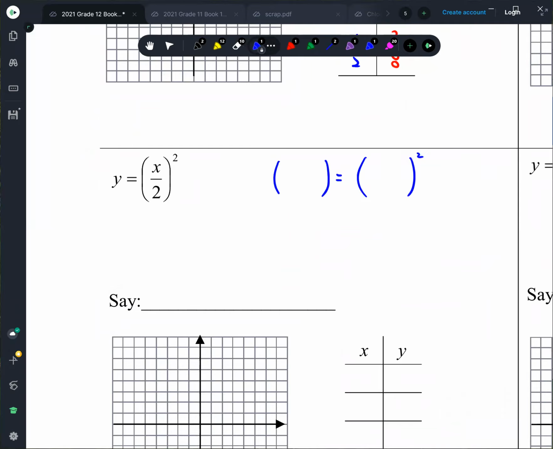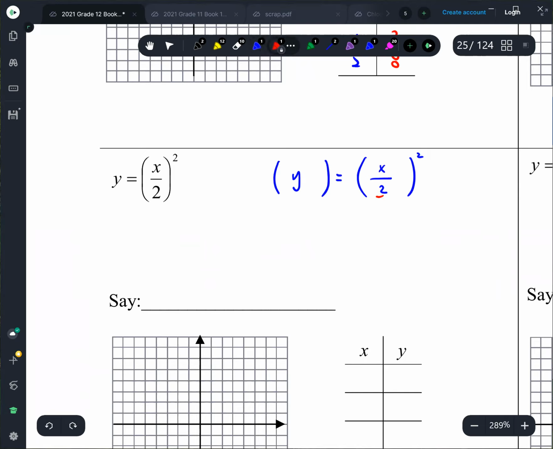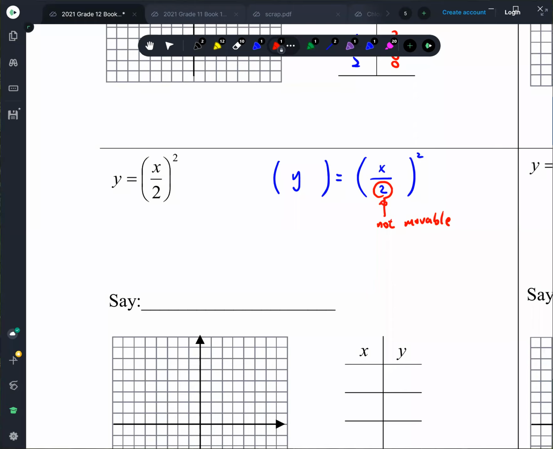This is a quadratic function. So the y part is clean. And the extra 2 is with the x, right? The 2 is inside the bracket. So you cannot move it to the y side, okay? This is not movable because it's inside the bracket of the square.